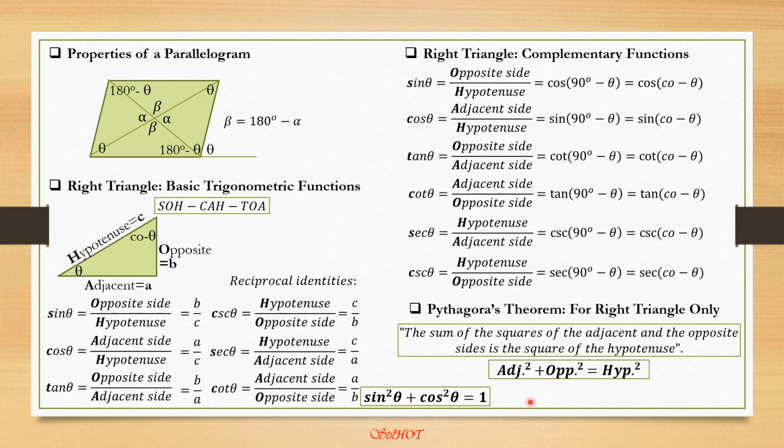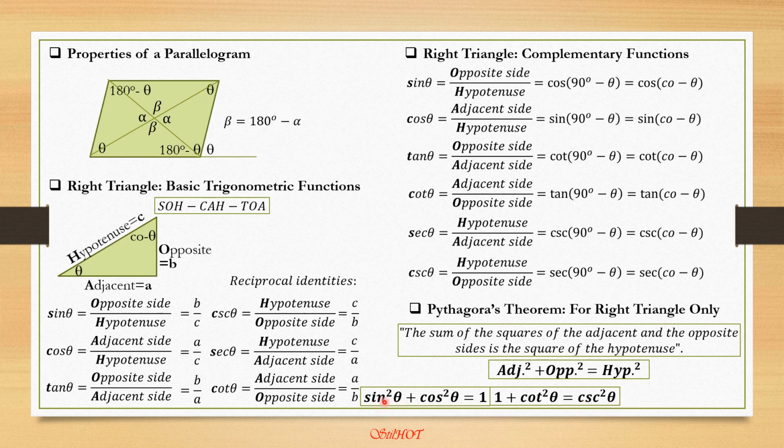Then if we divide everything by sine squared theta, we have 1 plus cotangent squared theta equals cosecant squared theta. So sine squared theta over sine squared theta is 1. Cosine squared theta over sine squared theta is cotangent squared theta. And 1 over sine squared theta is cosecant squared theta.